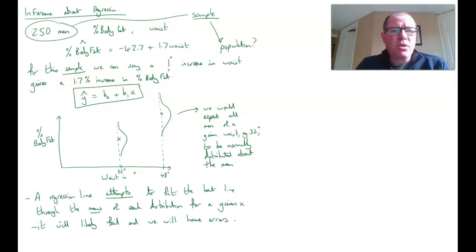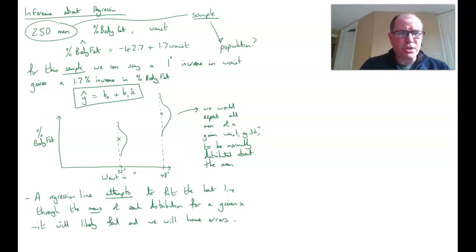Now, let's have a think what's actually happening here. We've got y hat, our fitted y values, as before is b0 plus b1x, where b0 is our y-intercept and b1 is the slope of the regression line. Now, what's actually happening here is the regression line is attempting to fit the line of best fit through the means of all of the different normal distributions for a given x. Let's just explain that a bit more clearly.